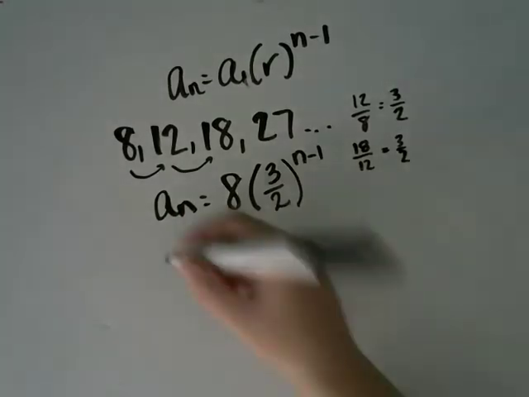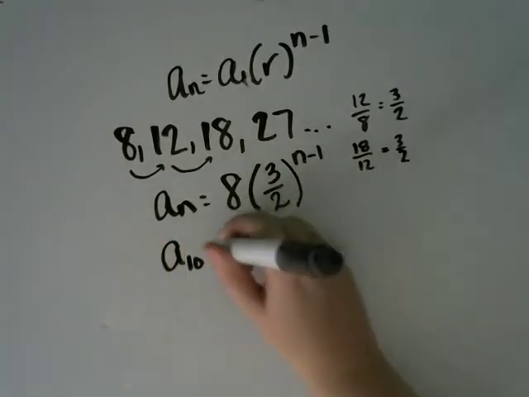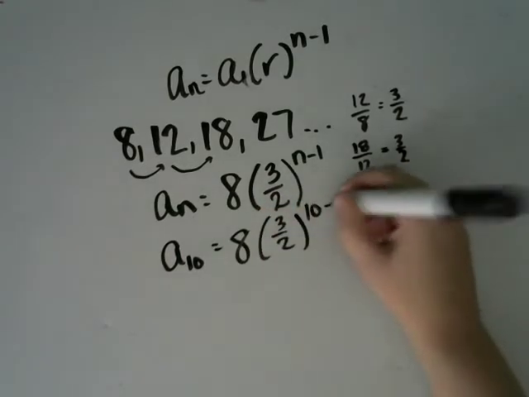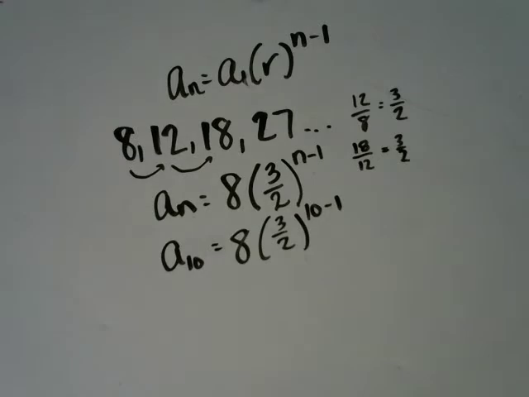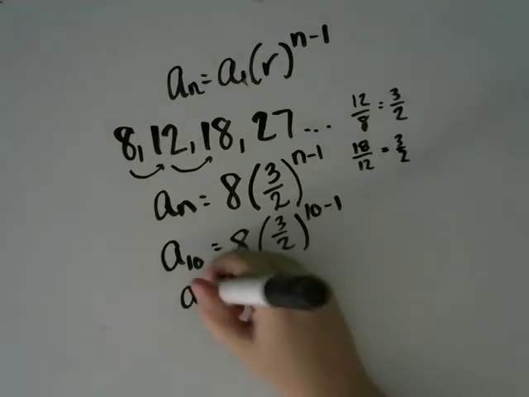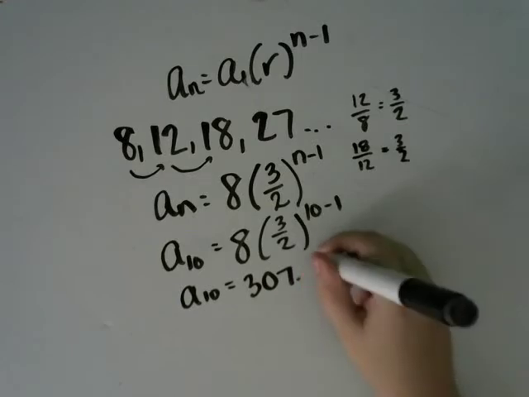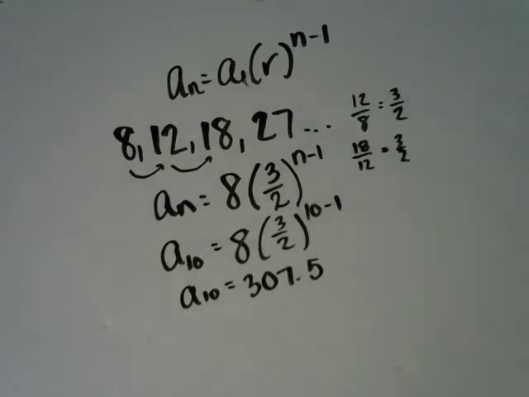Then it asks us to find the 10th term of the sequence. So we're going to do 8 times 3/2 to the 10 minus 1 power. Use a calculator: 1.5 to the 9th power, then times 8 is approximately 307.5. And so let's change to an approximate equal sign.